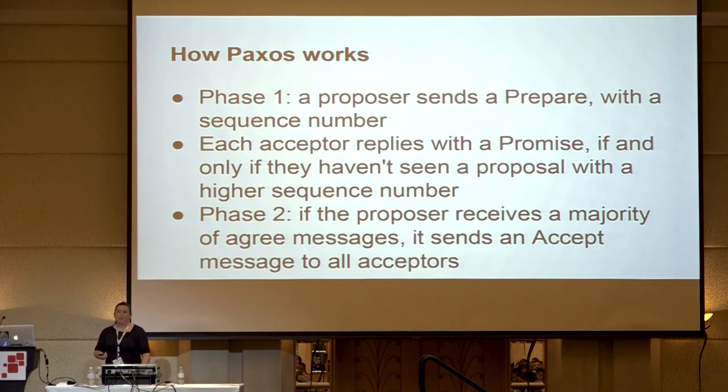It has two phases in the protocol. In phase one, the proposer, which is one of the nodes, sends a prepare message. It includes a sequence number, and this sequence number is the absolute heart and soul of how Paxos works. Because the rule is the acceptors, the other nodes in the system, can only reply with a promise if that transaction number is the highest that they've seen so far. And this is the piece of magic that stops the system from blocking and lets it recover.